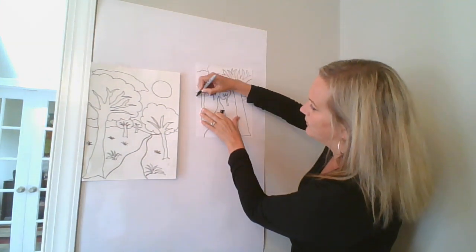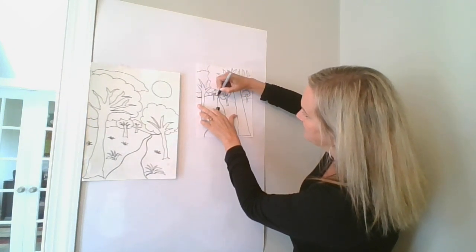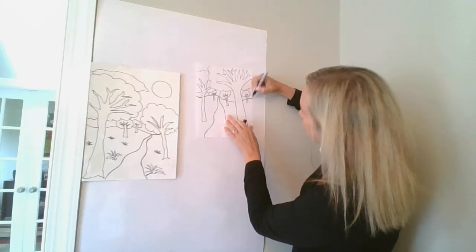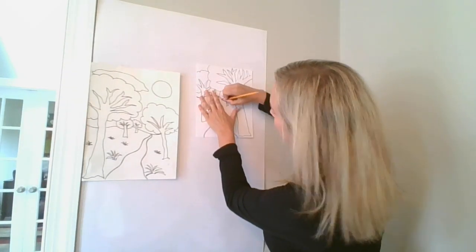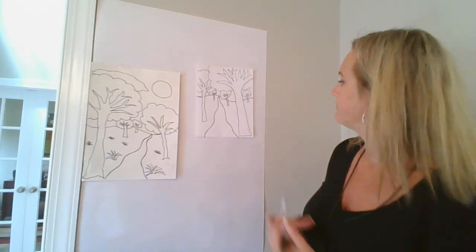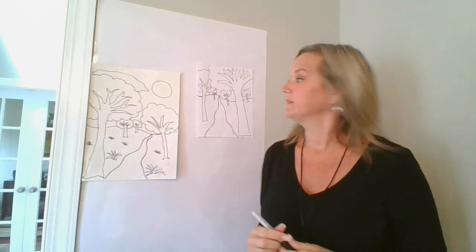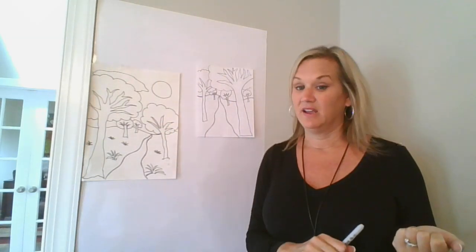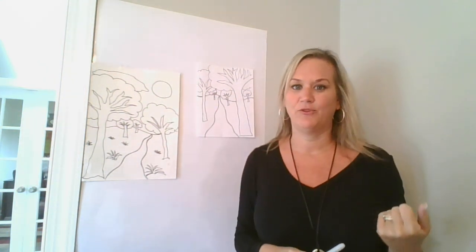Now I'm going to reinforce with Sharpie. We've got a few other places where that horizon line showed. There we go. Now, I have no room in my sky for a cloud or a sun, and that's okay. If you have room in your sky, feel free to add that sort of thing.